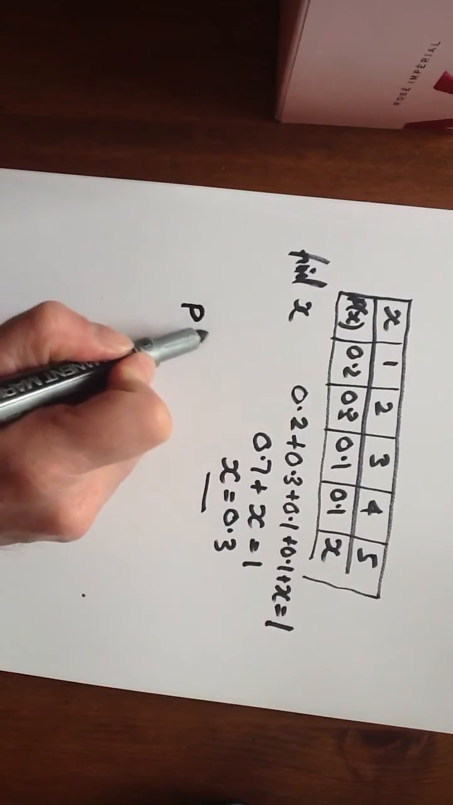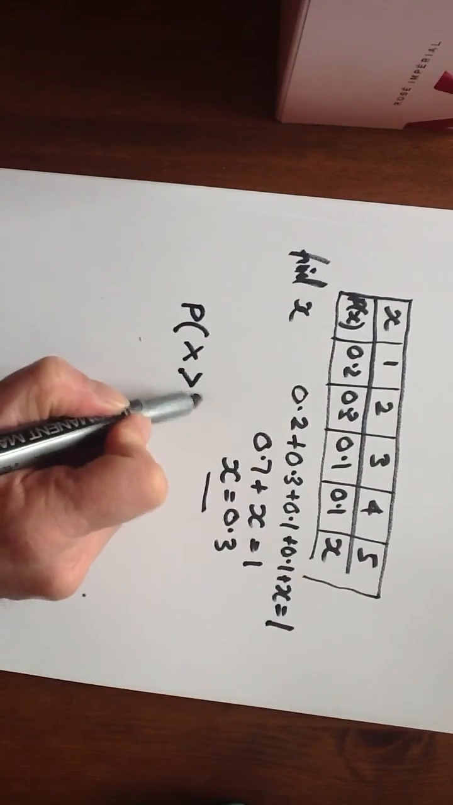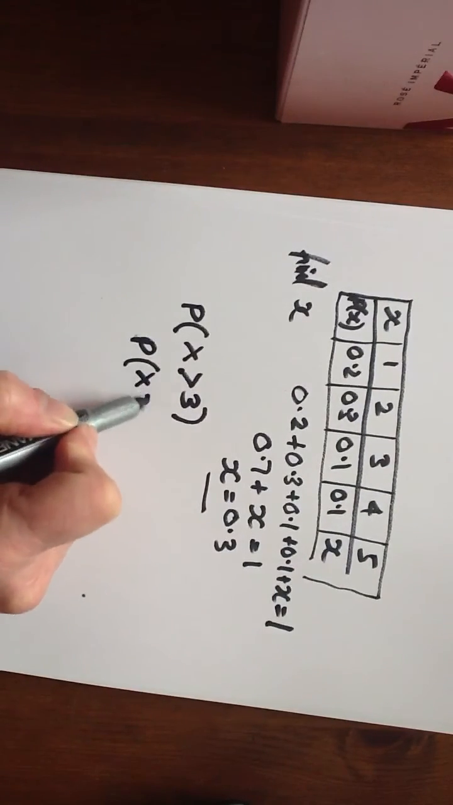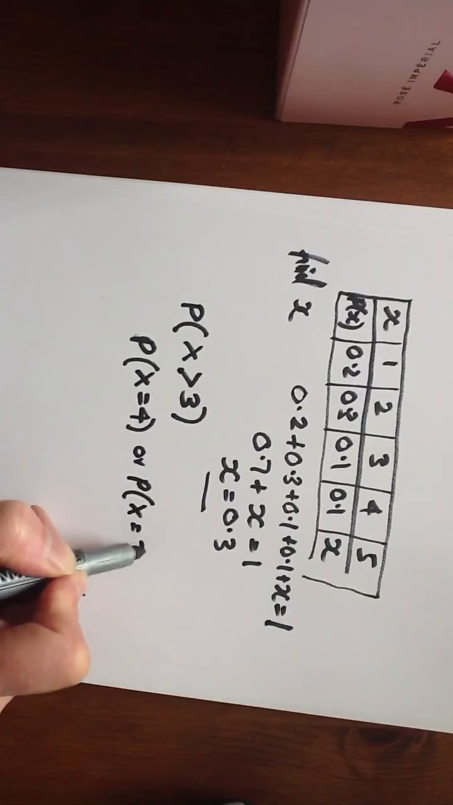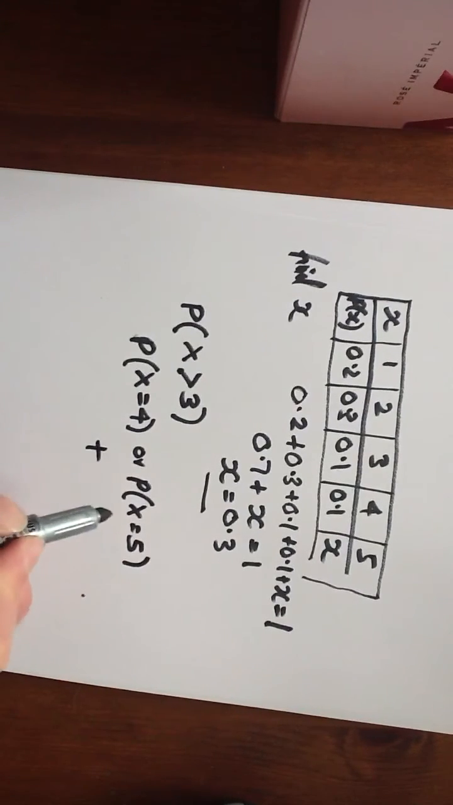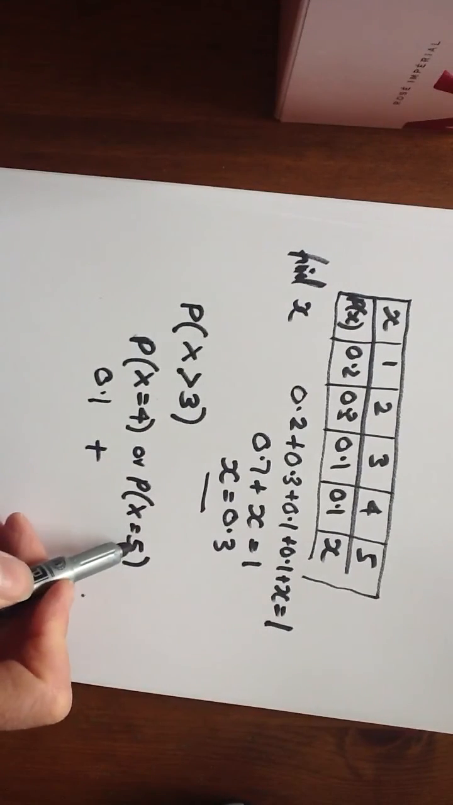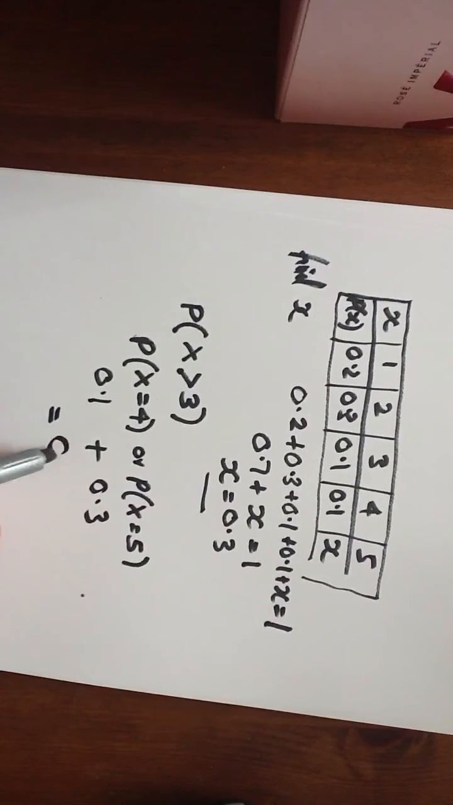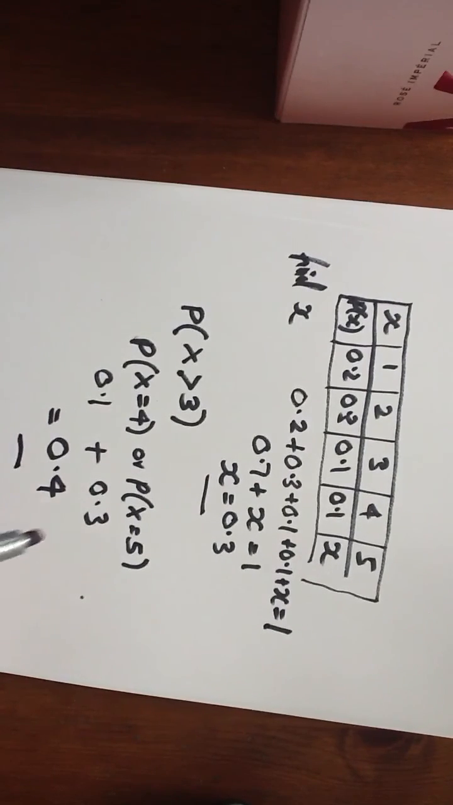Now we might get the question, what's the probability that x is greater than 3? Now the probability that x is greater than 3 could happen if x was 4, or it could happen if x was 5. So from what we saw earlier, the OR rule means we have to add. The probability we get 4 is 0.1. The probability we get 5, we just worked that out, is 0.3. So the probability that x is greater than 3 is 0.1 plus 0.3, which is 0.4. So there's a couple of probability examples that we'd get early on in our exam paper.